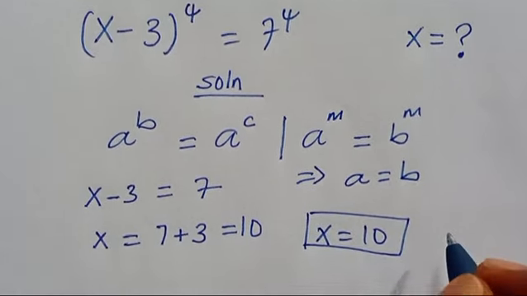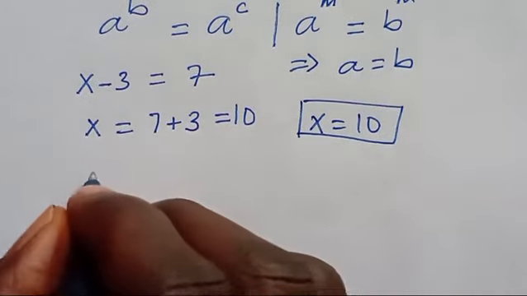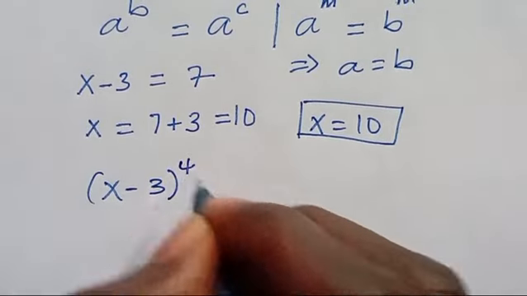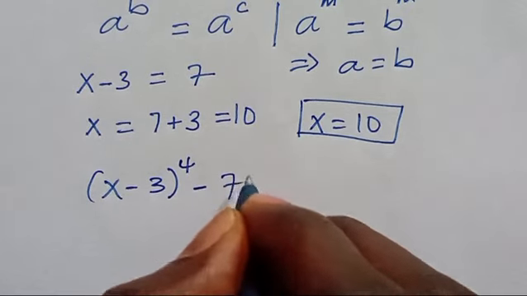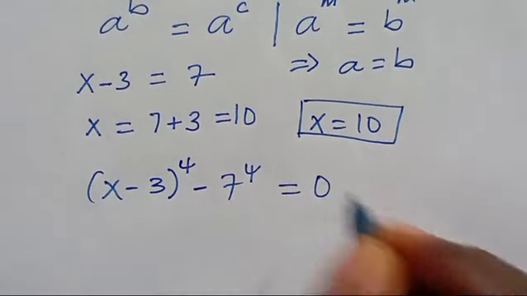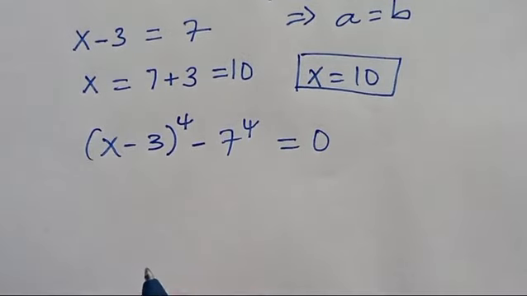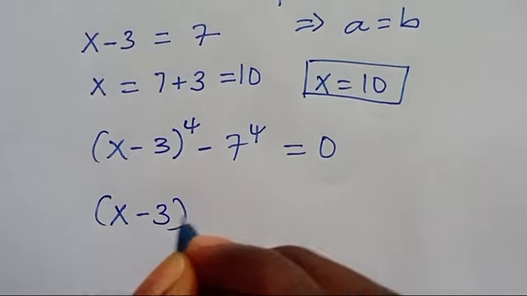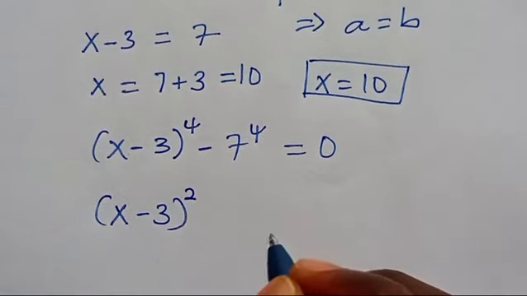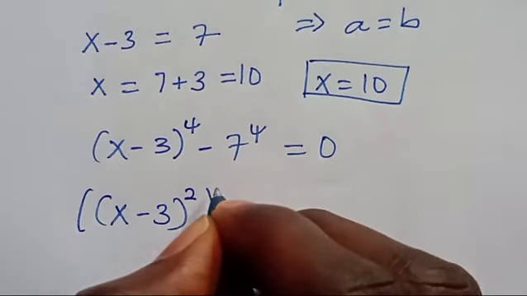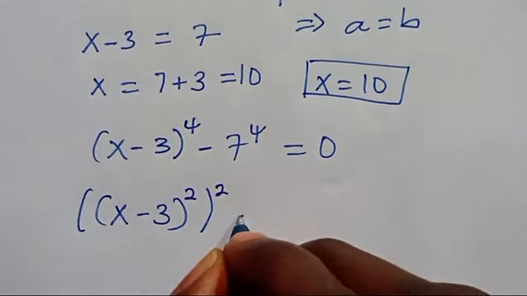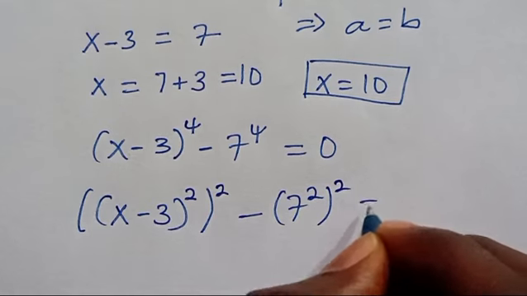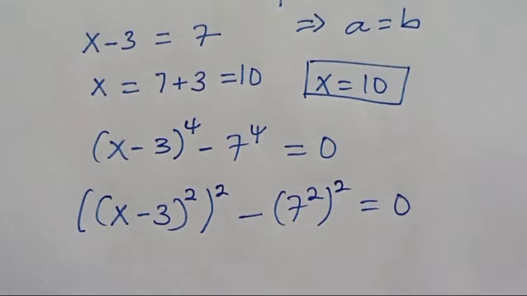This is solution 1. So let's also apply this from where we have (x minus 3) to the power of 4 minus 7 to the power of 4. Let's set everything to be equal to 0. So from here, we have x minus 3 in brackets to the power of 2, again in brackets to the power of 2. 2 times 2 will give us 4. Minus 7 in parentheses to the power of 2, again to the power of 2. 2 times 2 will also give us 4. Let's set them to be equal to 0.